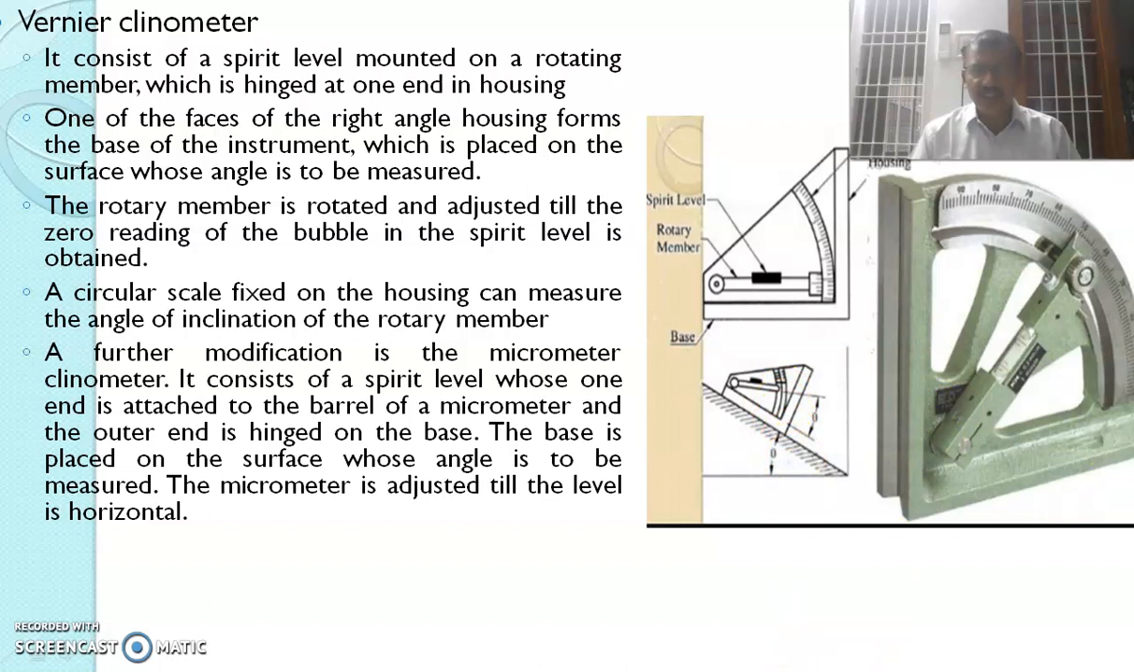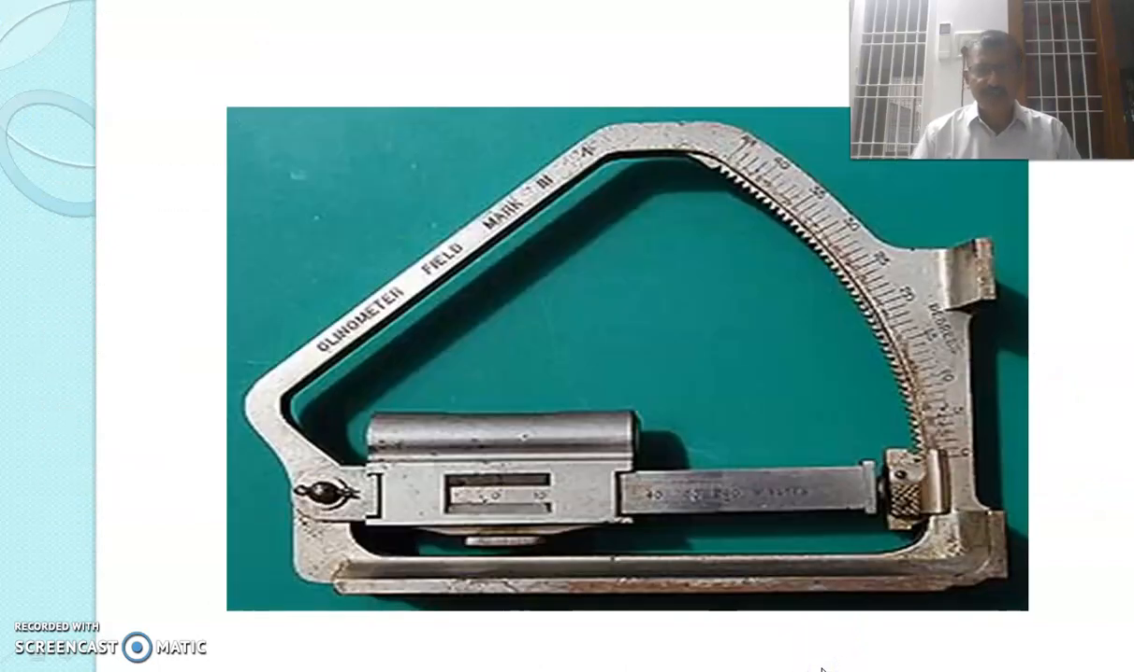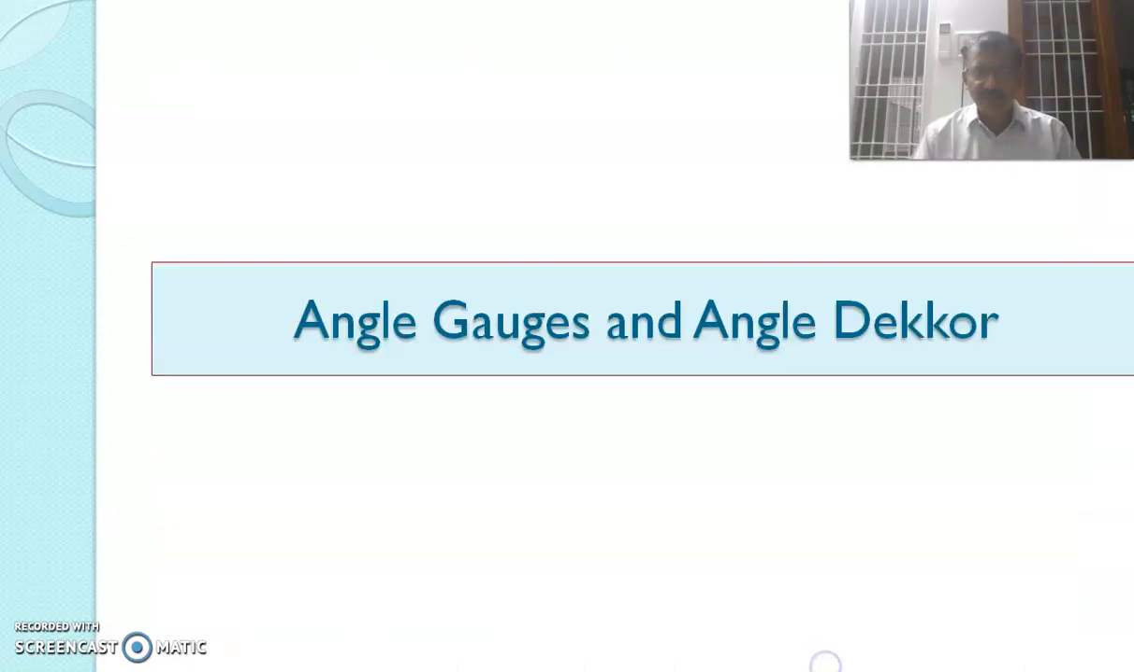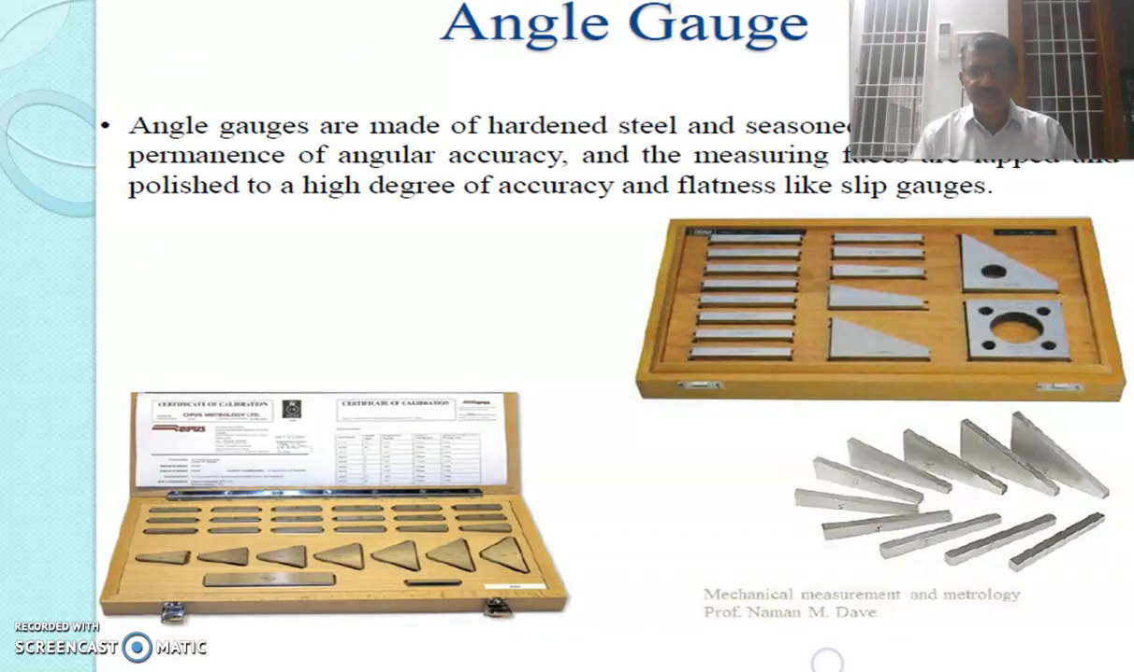Sometimes vernier scales are also provided, so that is called a vernier clinometer. So it is also the vernier clinometer. This is a micrometer clinometer. The next topic is angle gauges.